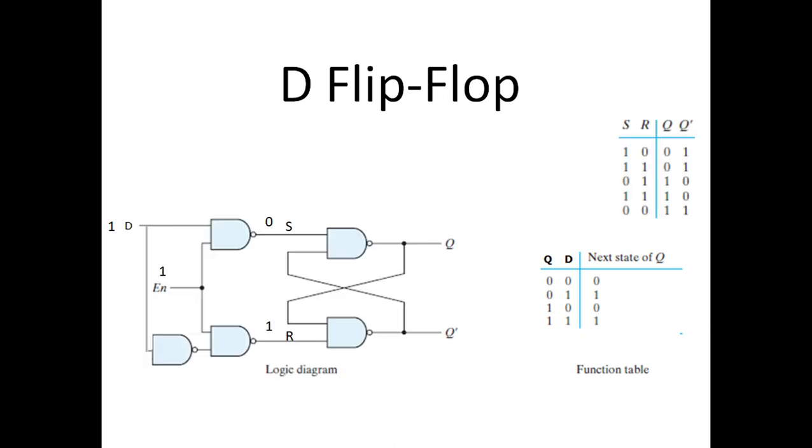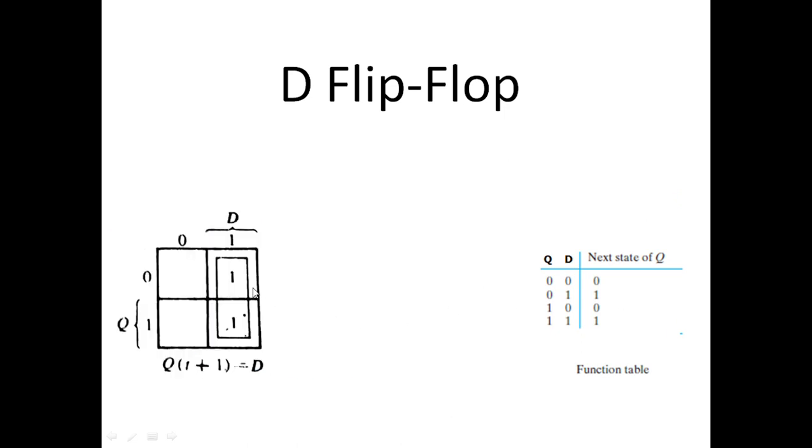So we got all the possible combinations for D and the current state of the flip-flop. When we want to set the flip-flop, we give 1 here. When we want to reset the flip-flop, we give 0 here. By 0 input, we reset the flip-flop or clear the flip-flop. By giving 1, we set the flip-flop. Here is the K-map for this table.